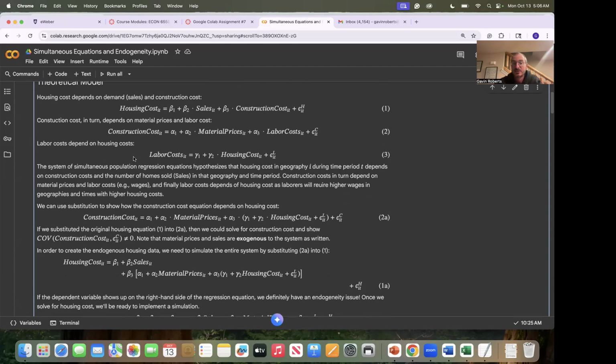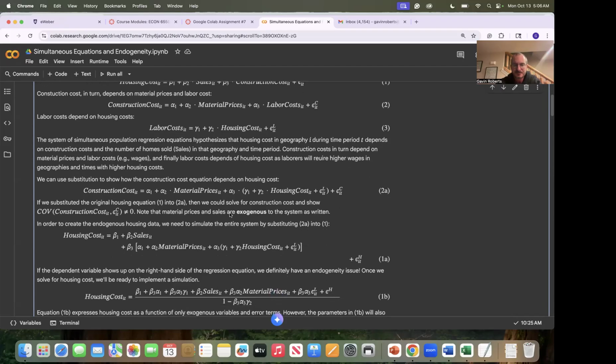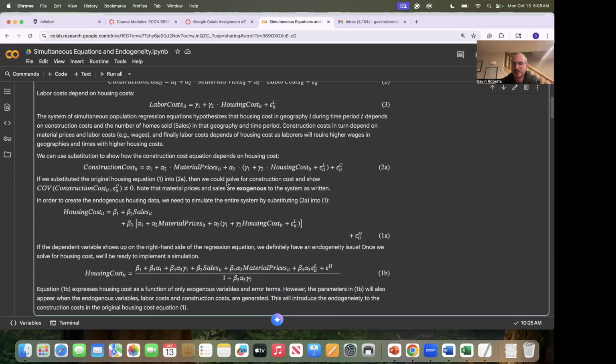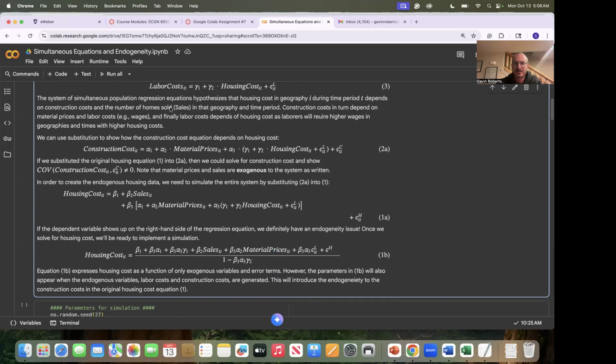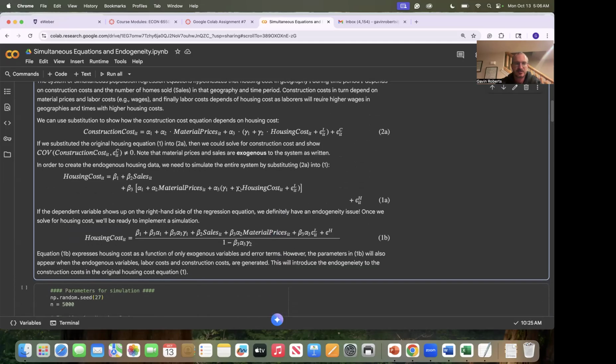Finally, this is where the endogeneity issue in this problem comes in: labor costs. There's a possibility that those, in fact, depend on housing costs. If housing is more expensive, laborers in that area likely will also be more expensive. So the system of simultaneous population regression equations hypothesizes that housing costs in geography i and time period t depend on construction costs and the number of homes. So this is just summarizing what I just told you.